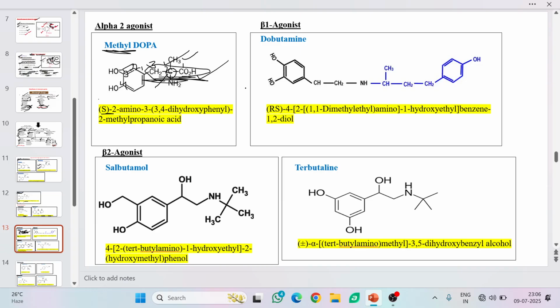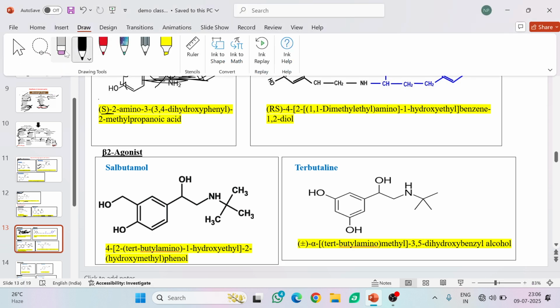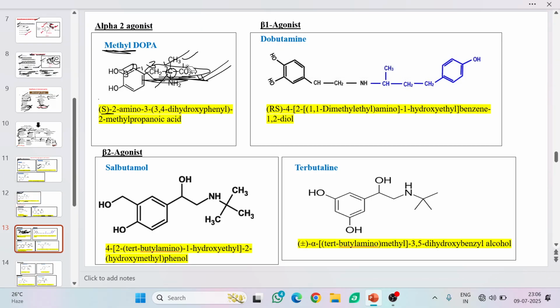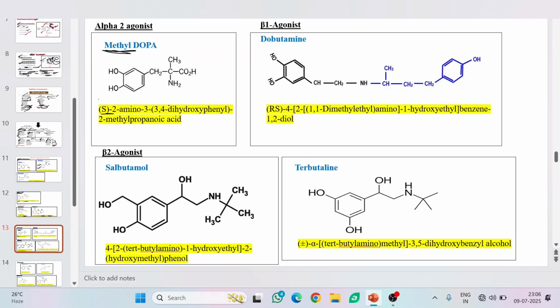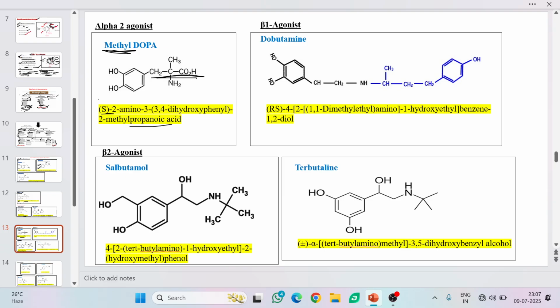Just remember in methyl dopa, one acidic group is present and it contains an additional methyl group. So propanoic acid, this 3 carbon. This is propanoic acid. Now beta 1 agonist.